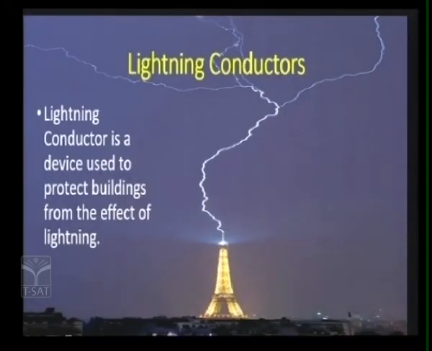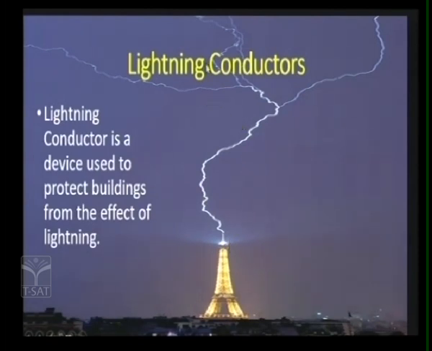Now what are these lightning conductors? Children, this is a device or a metal rod which is protecting your buildings from the effect of lightning. Do you know what is this standing here? This is Eiffel Tower, which is located in Paris. This is a metal conductor, a huge metal conductor which can absorb the whole lightning.